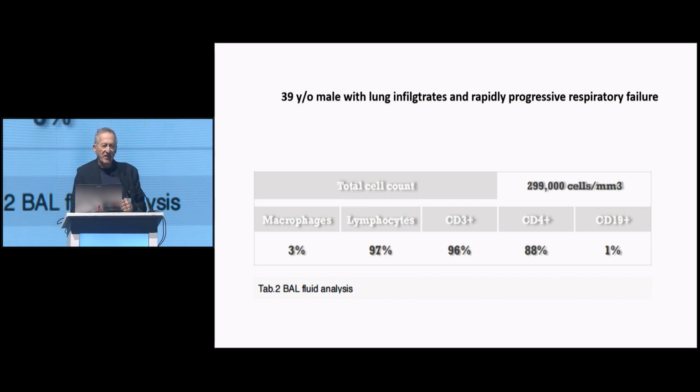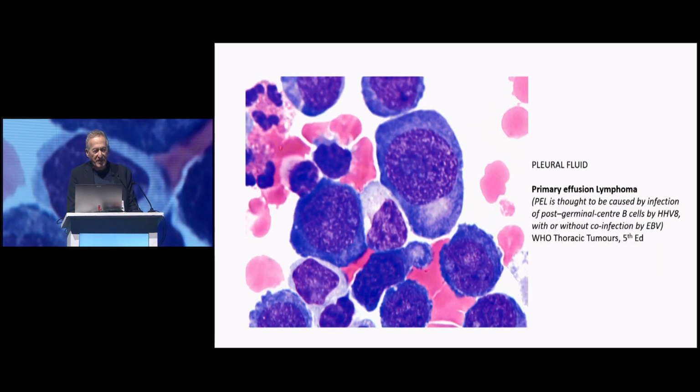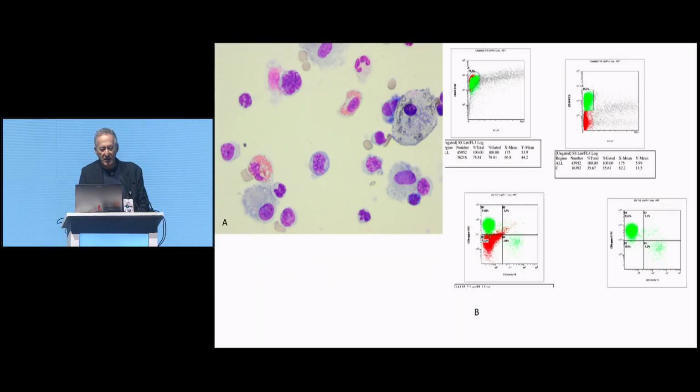This was a 39-year-old male with lung infiltrates and rapidly progressive respiratory failure. The BAL had a huge lymphocytosis, mainly CD4-positive cells, but we will see later the diagnosis. This is a case of primary effusion lymphoma, pleural fluid. Of course, the cytology is very characteristic, but we need more information to have a final diagnosis.